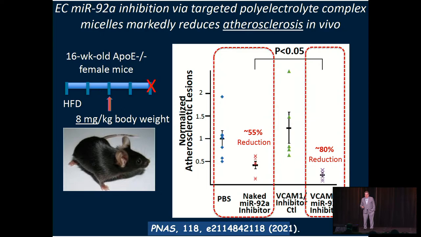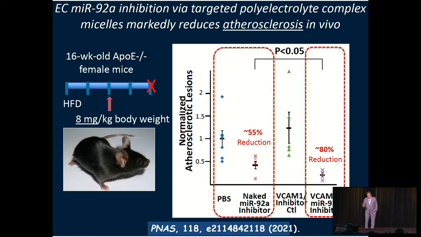The third column is another control where we scramble the inhibitor, the oligonucleotide. So it's not really an inhibitor, but we have a package that has all the same elements, just a different nucleic acid, and you get nothing on average there. But if you deliver it in a targeted form, we get an 80% reduction in the size of the atherosclerotic lesions.